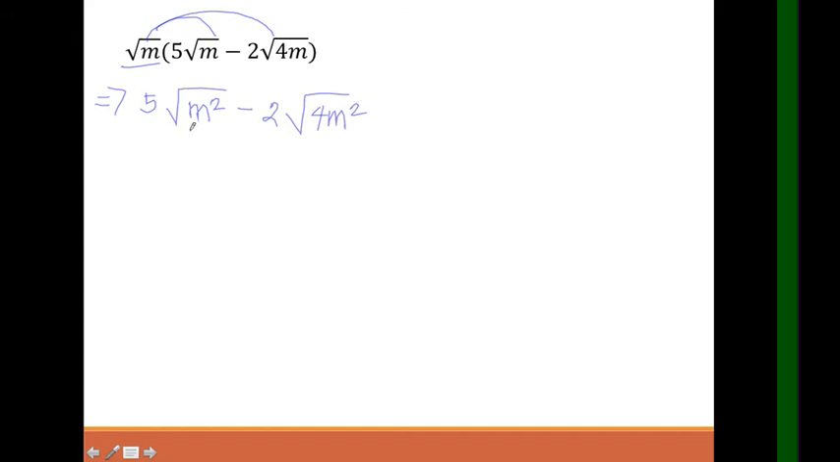Okay. When we have the square root of m squared, where the exponent is 2 and the index of the square root is also 2, we all know that, so we can cancel them. So what remains is m. Remember that. So here, we cancel that, and we have 5m minus 2.